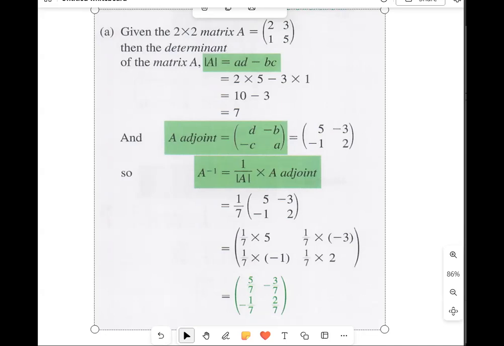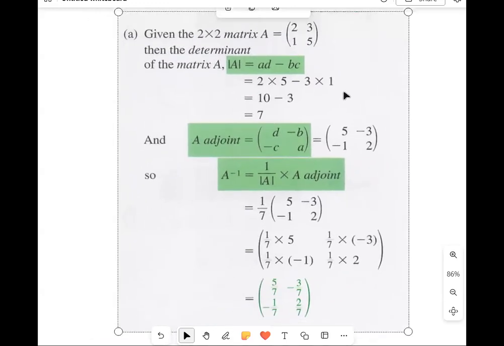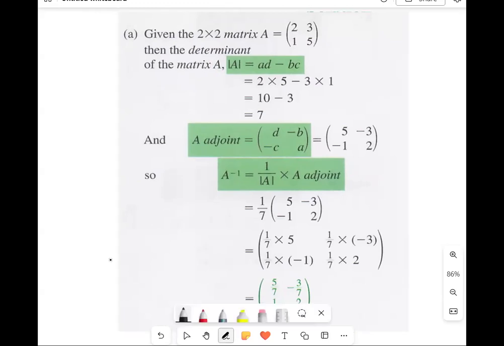As a little exercise, I want you to take the original matrix and multiply it by the inverse and see what happens. Try that for yourself. What I would advise you to do, don't take this one and multiply by this one. Remember, this one is really this here.